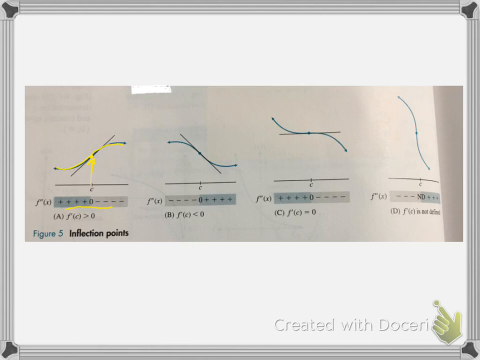And then similarly, you see how this is concave down. And then at that point c, it changes to concave up. And then that's concave up, and then concave down, and then that's concave down, and then concave up. Okay, and so these are just examples of where the concavity changes, and so c is an inflection point in these examples.